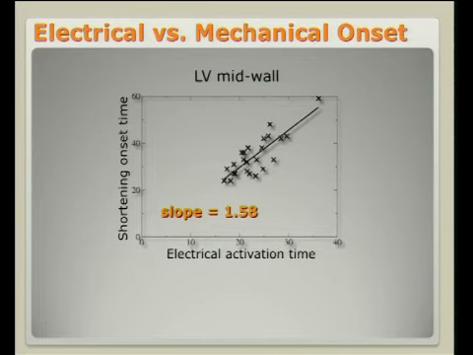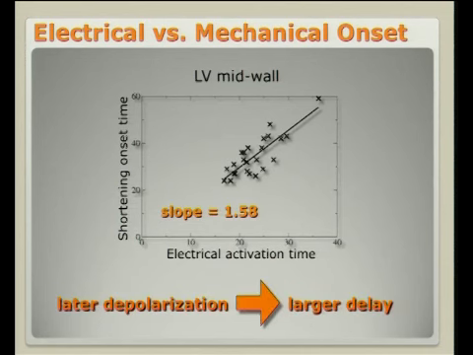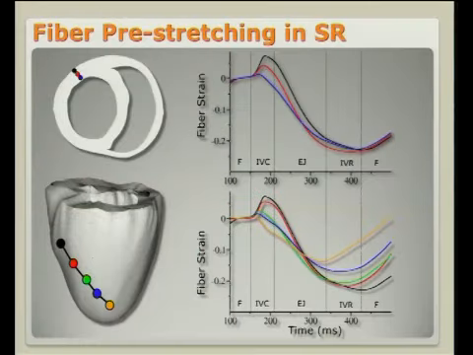So when we plotted the electrical activation time versus the onset of cell shortening, you can see here for the points in the LV mid wall, we have a slope of 1.58. What that means is that the later depolarization is associated with a larger delay. In other words, regions that activate later in the sequence have a larger electromechanical delay. What is this due to?